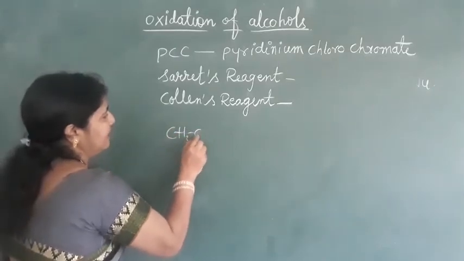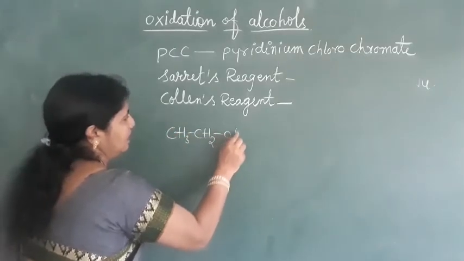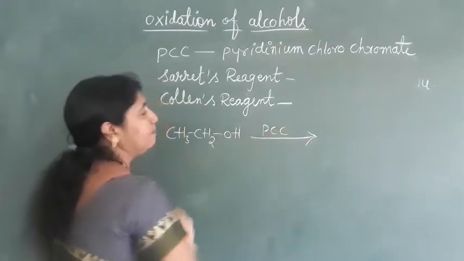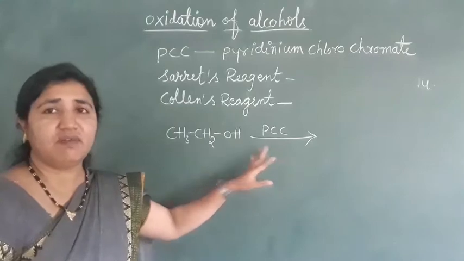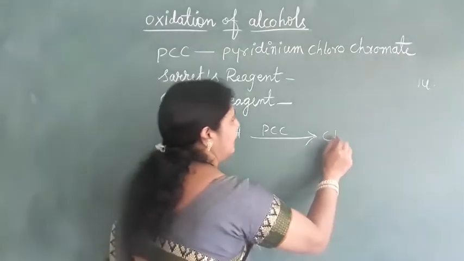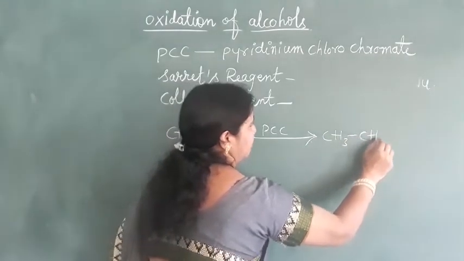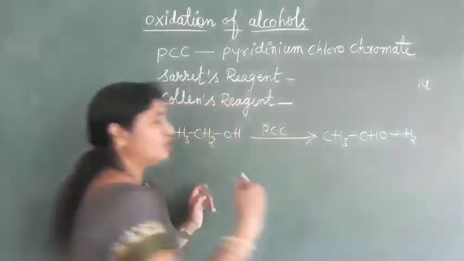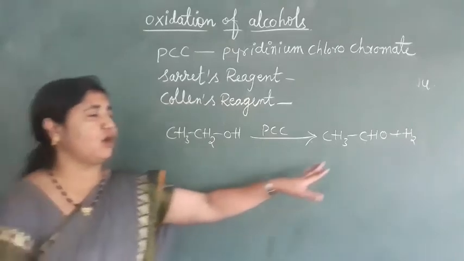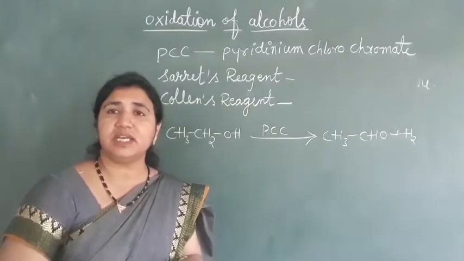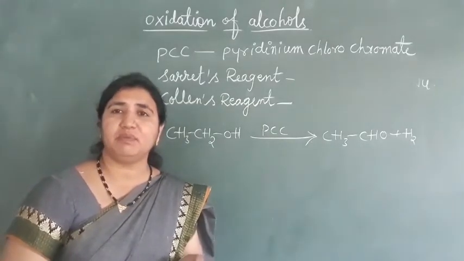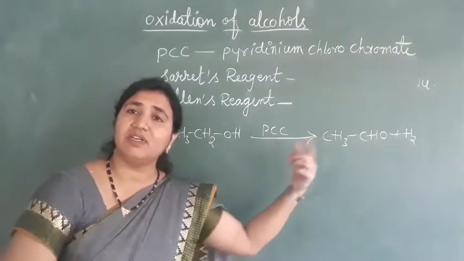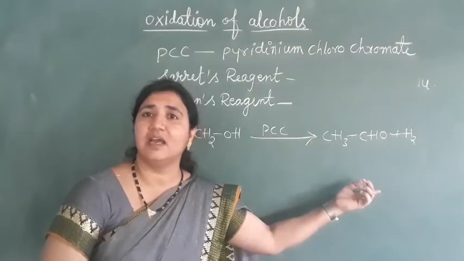and with these oxidizing agents, if you take a primary alcohol, it undergoes oxidation in the presence of PCC. What will it give? It will give aldehyde. Primary alcohol gives aldehyde, and further it will not undergo oxidation. The oxidation stops here only. With a strong oxidizing agent, if you take potassium permanganate or potassium dichromate, then it will undergo further oxidation and convert into carboxylic acid.